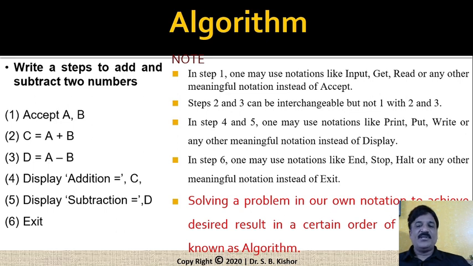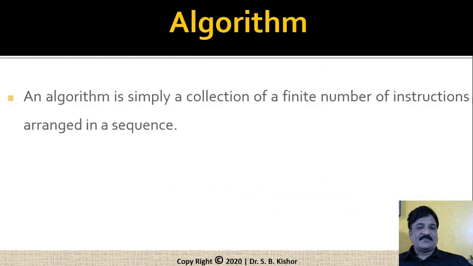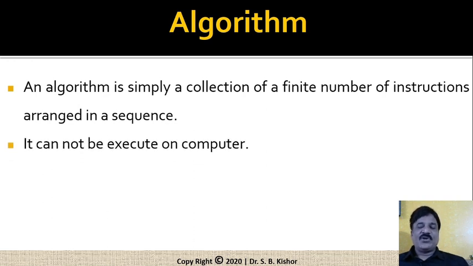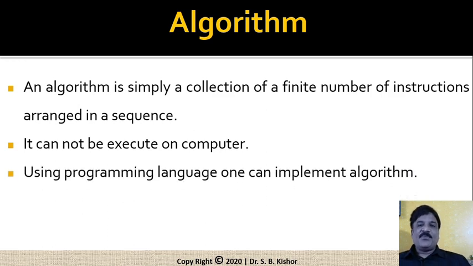So solving the problem in our own notation to achieve a desired result in a certain order or sequence is known as an algorithm. First you need to accept, then only is it possible to perform their addition. Vice versa is not possible. You cannot perform the addition without accepting the numbers. So an algorithm is simply a collection of a finite number of instructions arranged in a certain sequence or order. Remember, it cannot be executed on a computer. Using a programming language, we are implementing an algorithm.